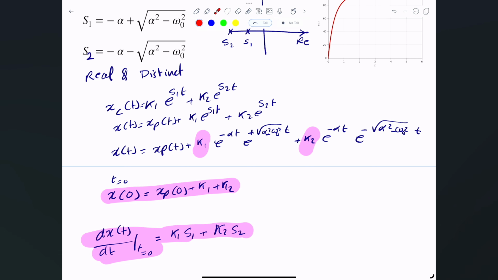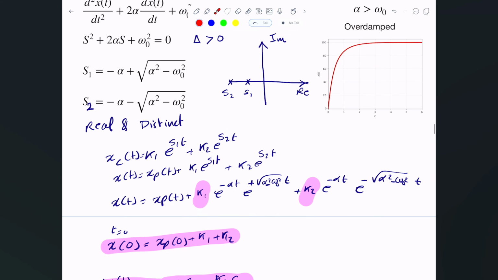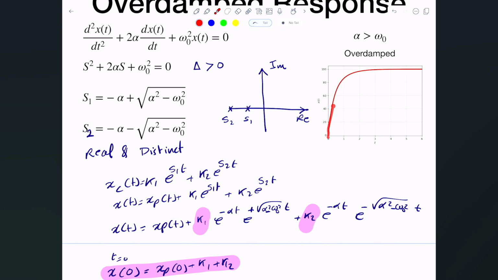So these are the two equations, and once you solve them, you'll end up with a solution, and that solution will have no oscillation in here. That's why we call it the overdamped.